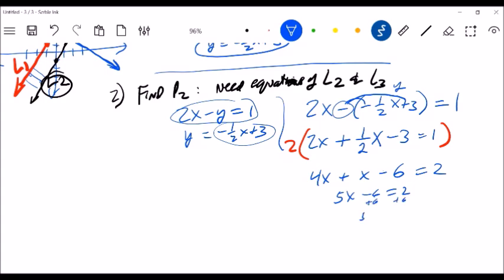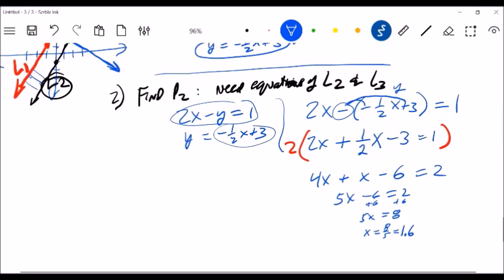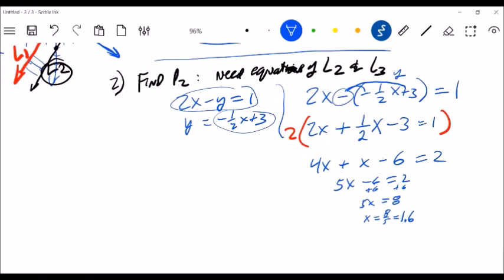I'll add 6. 5x equals 8. And when I divide by 5, I get x is equal, well, 8 over 5. But let's make that a decimal, it's not 3, it's 6, 1.6. It doesn't need to be rounded because it ends right there. So we've just found 1.6. Now we need to find the y.